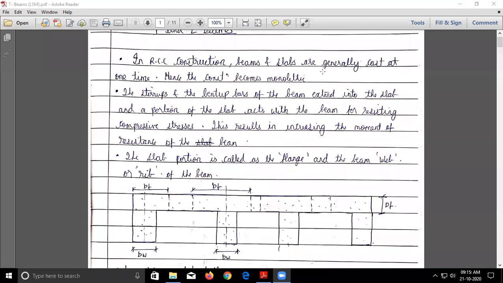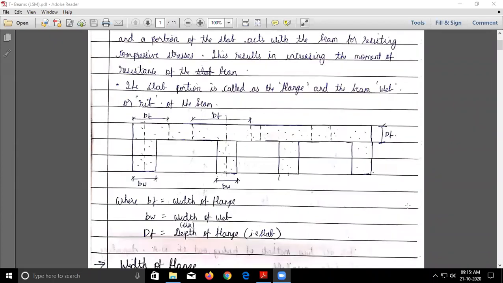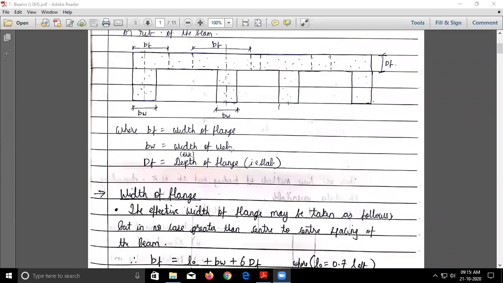Okay, so let us move ahead. Now see, BF is the width of the flange, BW is the width of the rib, and DF is nothing but the depth of the flange or the depth of the slab. So I hope this figure is clear to all.